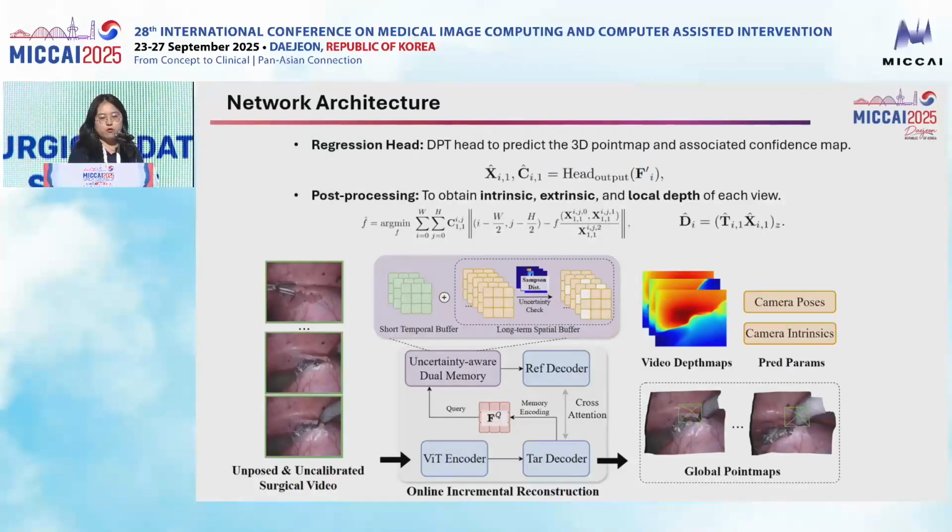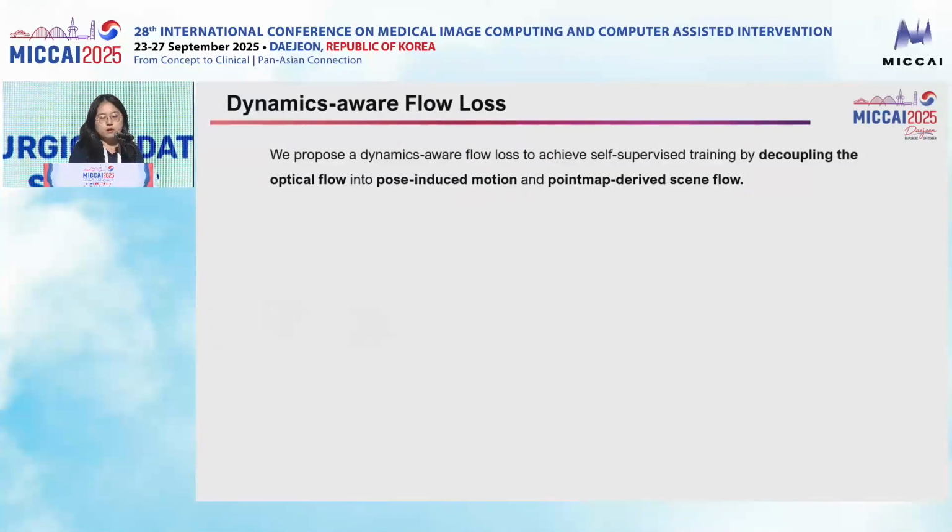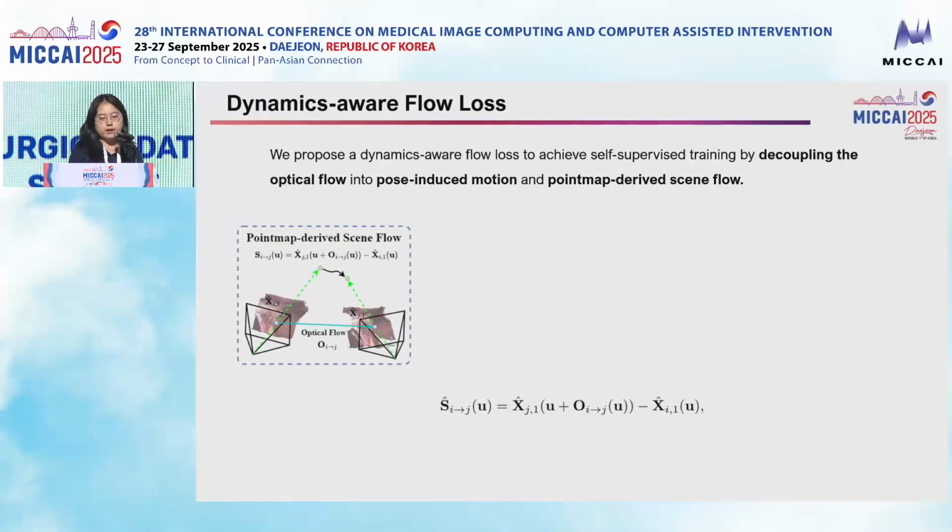And finally, for the regression, we adopt the DPT architecture as our head to predict the 3D point map and associated confidence map. And we can obtain the intrinsics, extrinsics, and the local depths during post-processing. To achieve the self-supervised training, we present this dynamics-aware flow loss by decoupling optical flow into pose-induced motion and point map-derived scene flow.